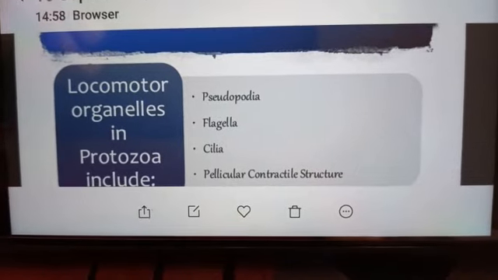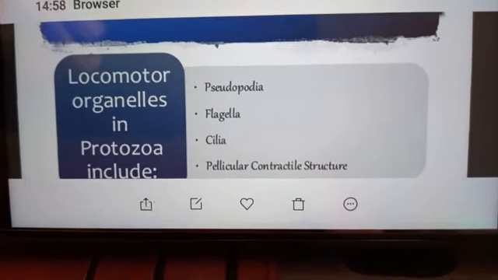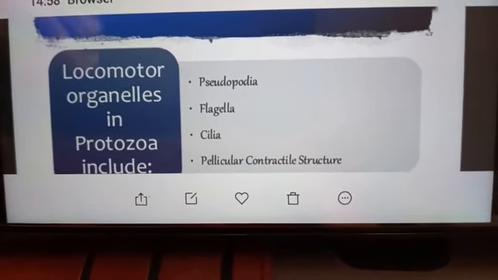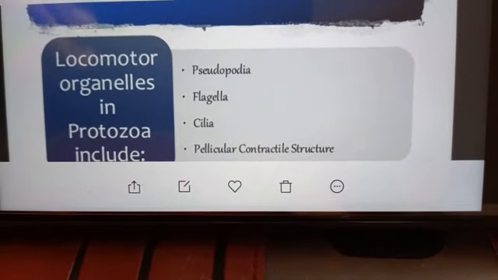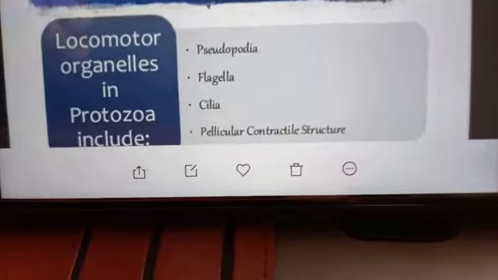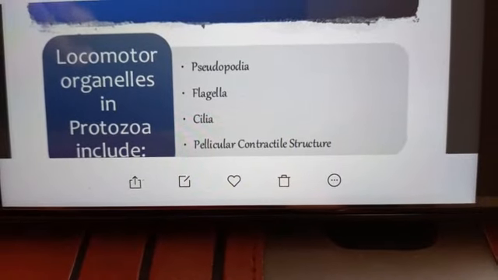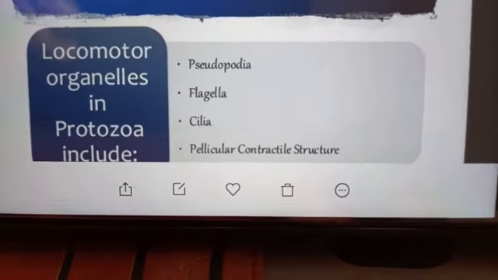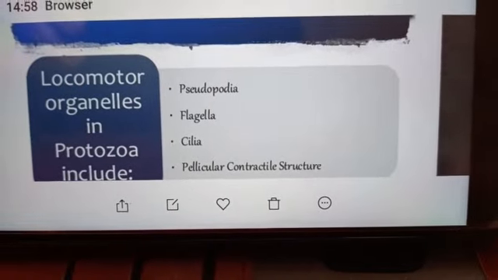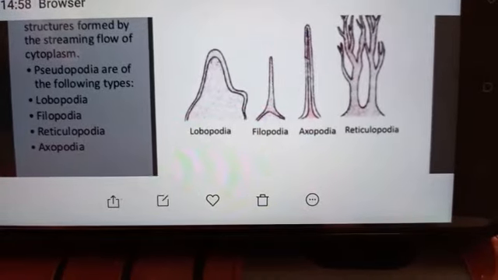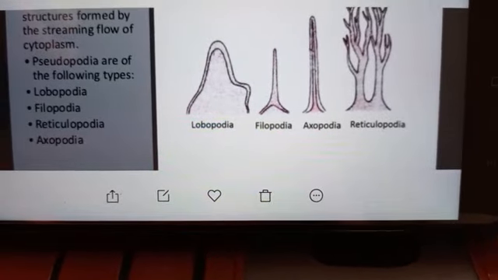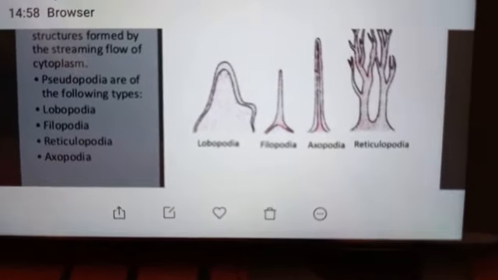Today, we concentrate on the locomotory organelles in protozoa, and along with that, the different mechanisms of locomotion in kingdom Protista. As you can see, the locomotory organelles include the pseudopodia, the flagella, the cilia, and the contractile structures. Now, let's move on to the different types of pseudopodia. I had already given you this the other day.